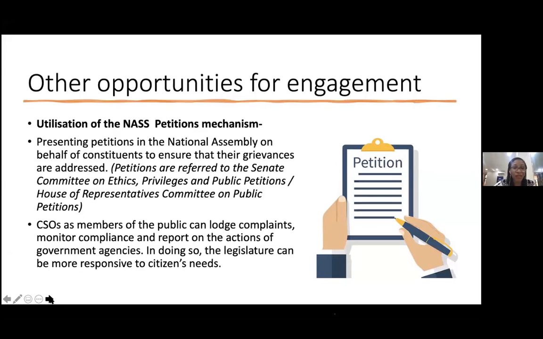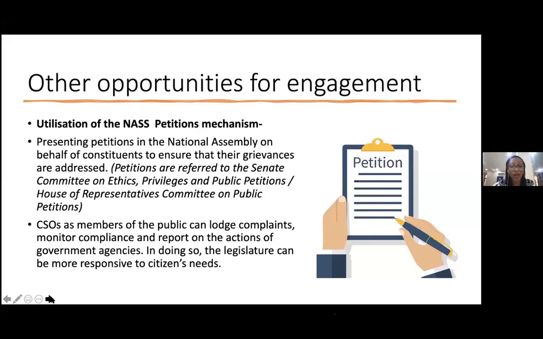But I have to mention that the mechanism of the petitions committee is strictly limited to agencies that are funded by the National Assembly. So you can't bring in private matters or grievances. It has to be issues related to public institutions that the National Assembly has approved appropriations over. So that's one of the ways that the legislature can be more responsive.